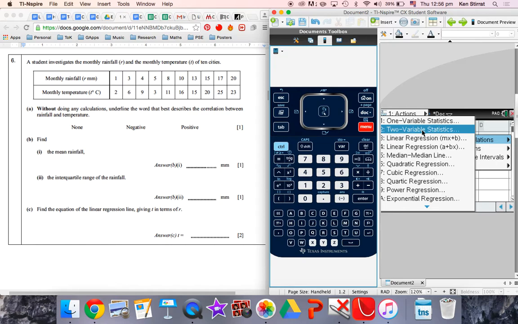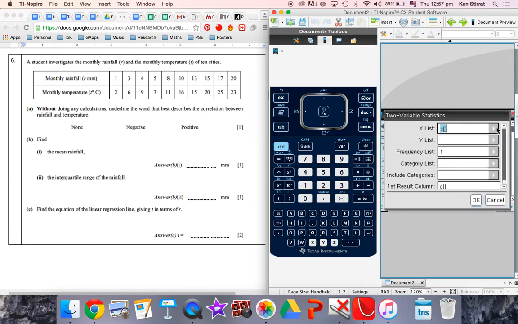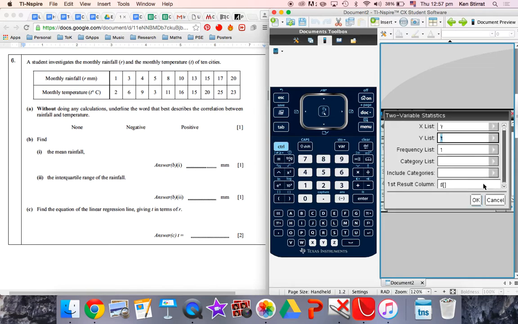Yeah, we've got monthly rainfall against temperature. And the drop-down menu, this is R is the X variable, and T is the Y variable, and it's going to throw the answers in column D.